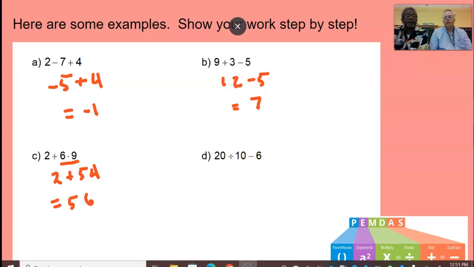Okay. So finally here, we're going to deal with 20 divided by 10 minus 6. So which gets done first, the division or subtraction? Well, division is a higher level than subtraction, so we're going to do division first. 2 minus 6. And then I think we get a negative. Yeah. There you go. All right. No problem.